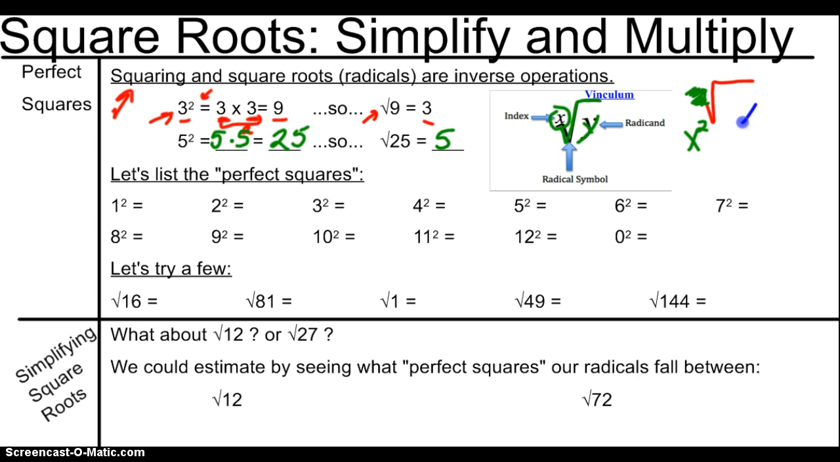But later in the year we'll talk about cube roots. If you've got x to the third, you can undo that with a cube root, or x to the fourth, the inverse operation would be a fourth root. But for now, we're just going to stick with square roots. And this little line above is called the vinculum. We'll probably never use that in class, but a fun little piece of trivia.